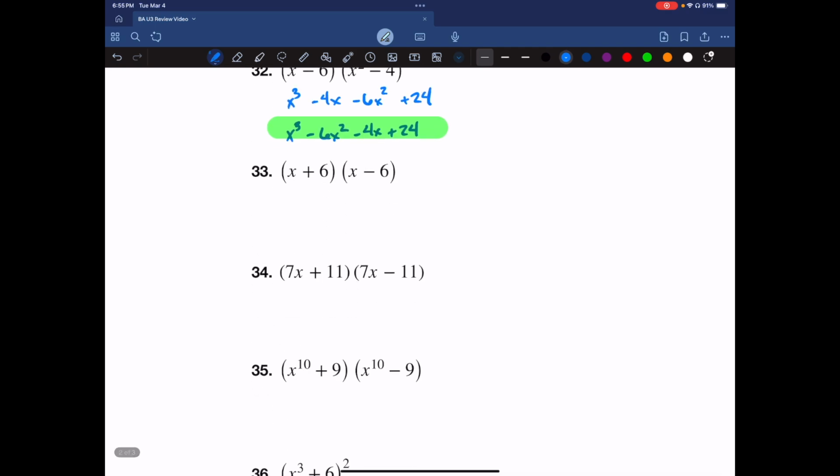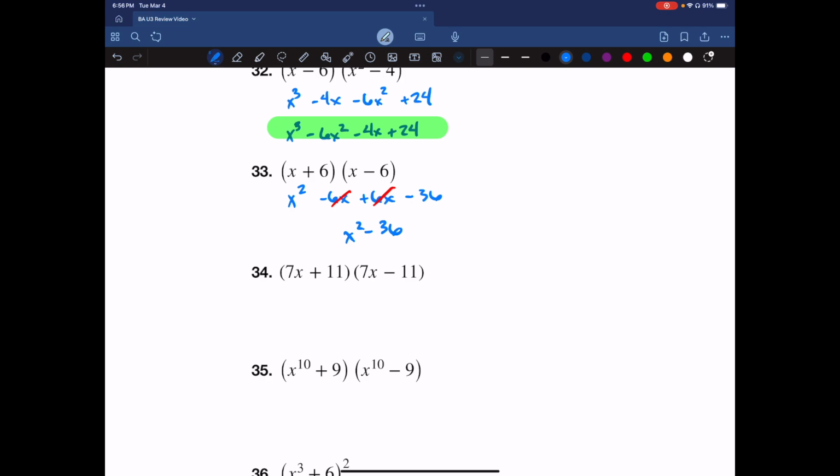When you get to number 33, 34, and 35, you'll notice that everything is the same except for the two signs in the middle. Watch what happens. You have x times x is x squared. X times negative 6 is negative 6x. Positive 6 times x is plus 6x. And then 6 times negative 6 is negative 36. You'll notice the middle term falls out, and I'm left with x squared minus 36.